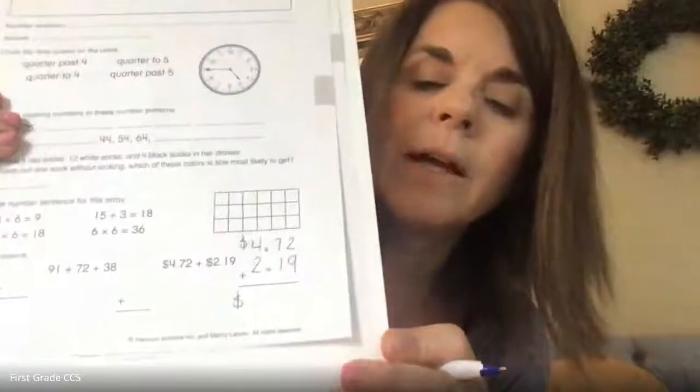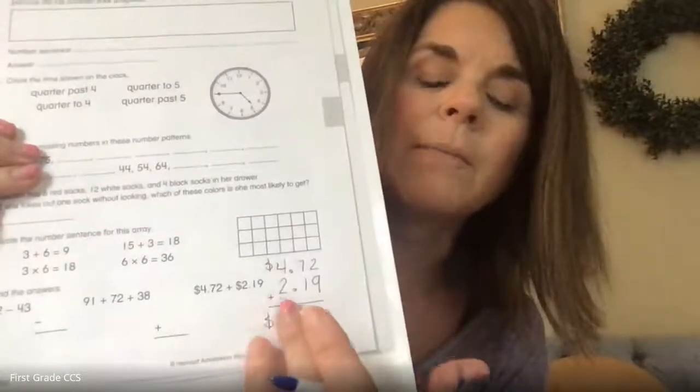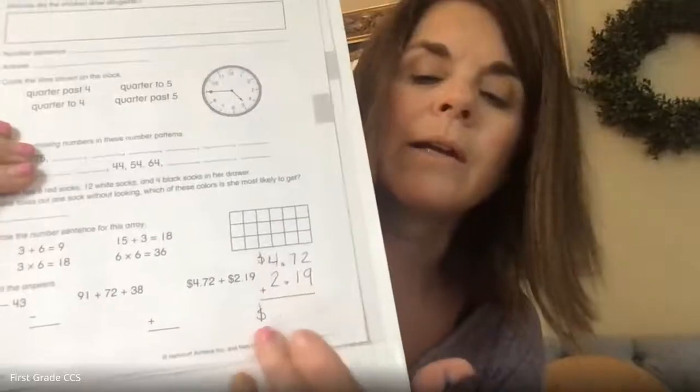I'm going to line up my decimal points. I'm going to make sure I have my dollar sign like that. So I have lined up all my numbers so that they match all my place values. Okay, and I have my dollar sign down here.